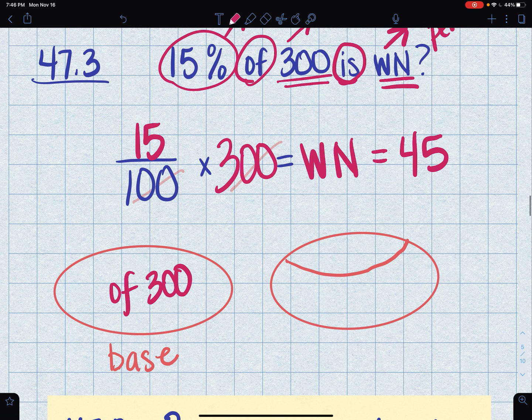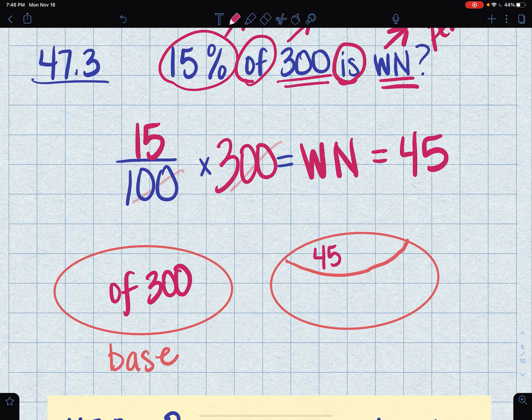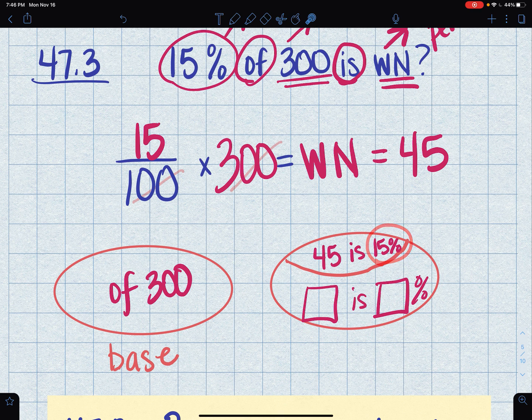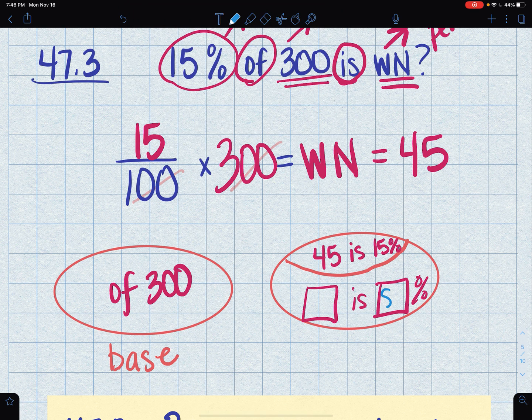All right, so let's put that in the diagram. $45 is the smaller chunk, so I'm going to put it here. 45 is, and then I'm going to put the percent, 15%. Now, here I have some number is some percent. So that's what I have to figure out for the rest of the diagram. And this is easy because it's going to be 100 minus 15. That number goes there, so that's going to be 85 if I did my math right.